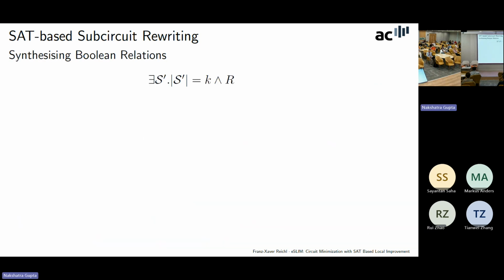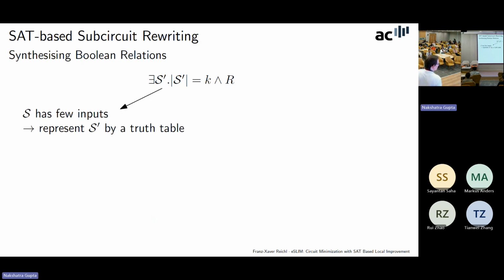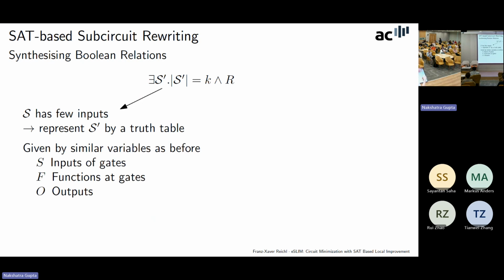Okay, so now we have the relation, but how do we get the circuit? Here we adapt a SAT encoding for exact synthesis. This encoding does not directly allow us to compute the minimum size circuit. Instead, it allows us to check whether there's a circuit of a given size which represents this relation. So we have here this size K. Now this encoding basically looks as follows. For each gate we have a set of variables which describes the function at the gate, variables which describe the inputs of the gates, and variables which describe which output of the subcircuit is represented by which gate.